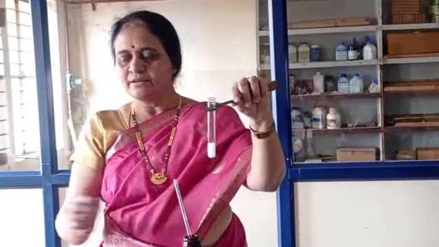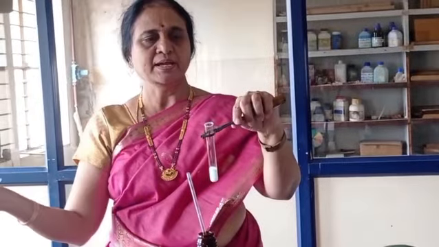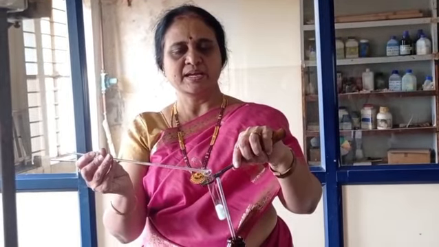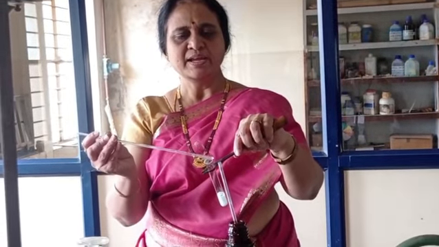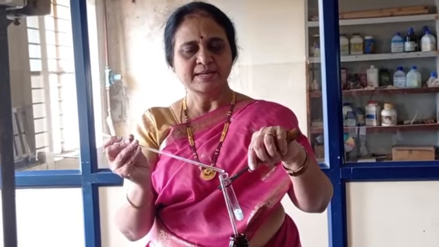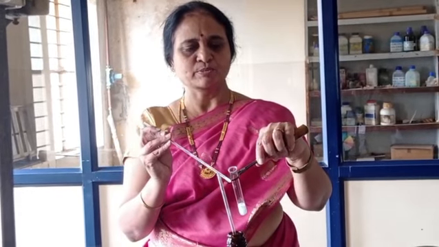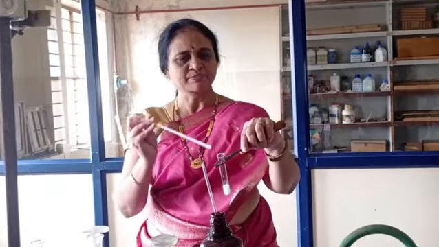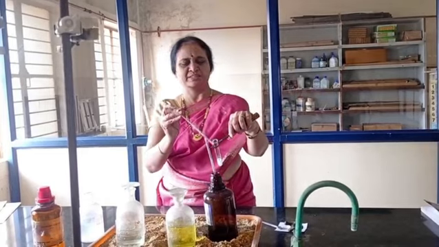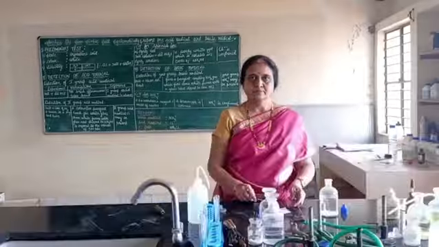A colorless gas which gives dense white fumes when a glass rod dipped in NH₄OH is held at the mouth of the test tube. See here, first I am getting colorless vapors which become dense white when the glass rod dipped in NH₄OH is held there. This gives an identification of chloride ion. Acid radical chloride is present.